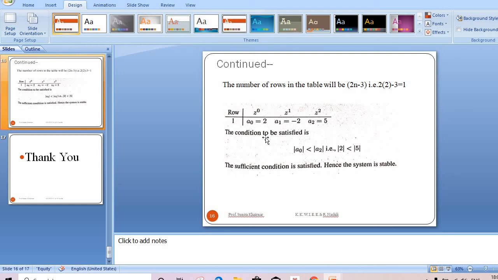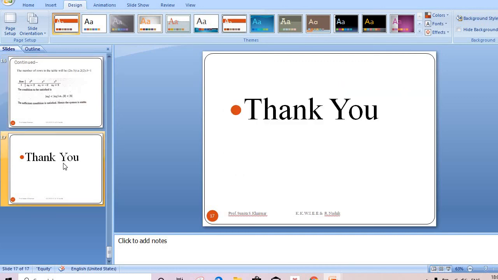What is our condition? A0 should be less than A2. Our A0 is 2 and A2 is 5. So 2 is less than 5. The sufficient condition is satisfied and hence the system is stable. So this is the simplest way to determine the stability of a discrete time control system using Jury's test. Another test is the bilinear transformation, and we will see this test in the next lecture. So we will stop here. Thank you.